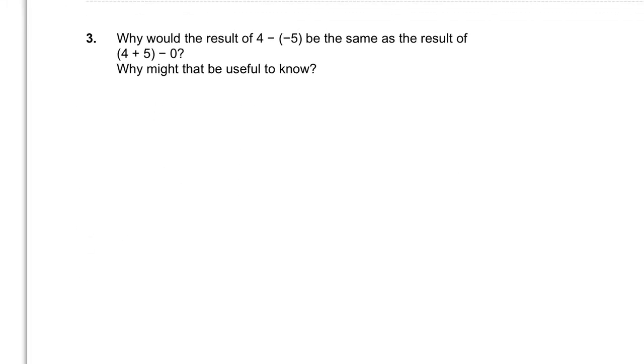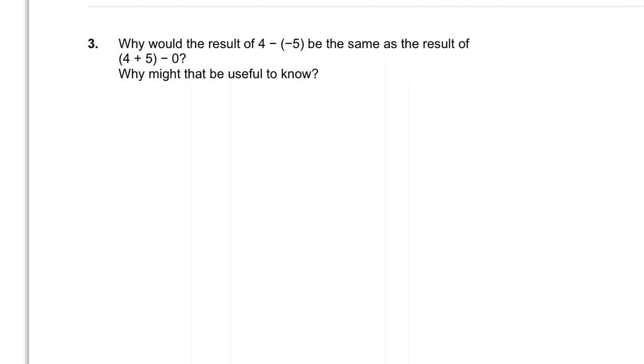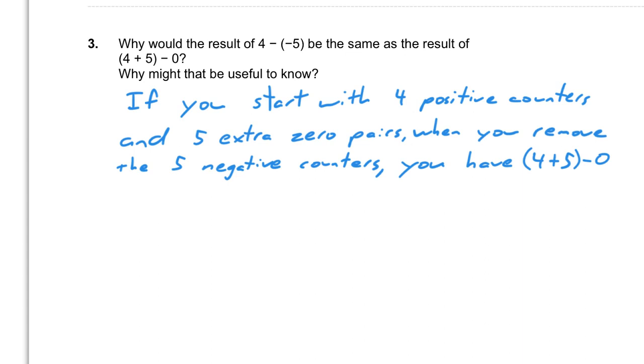Next it says, why would the result of 4 minus negative 5 be the same as the result of 4 plus 5 minus 0? Why might that be useful to know? To answer this, I might say something like this. If you start with 4 positive counters and 5 extra 0 pairs, 1, 2, 3, 4, 5, so that you can do this, right? 4 take away negative 5. In order to do that, I have to have at least 5 negatives.